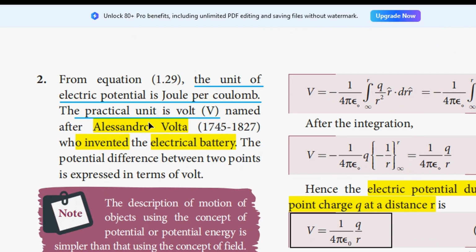And the second point is, from equation 1.29, the unit of electric potential is joule per coulomb, but the practical unit is volt, named after the scientist Alessandro Volta, who invented the electrical battery. The potential difference between the two points is expressed in terms of volt.